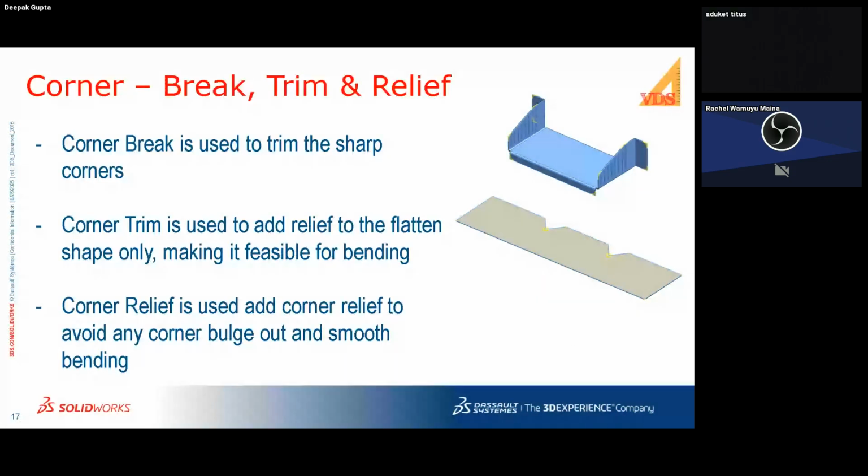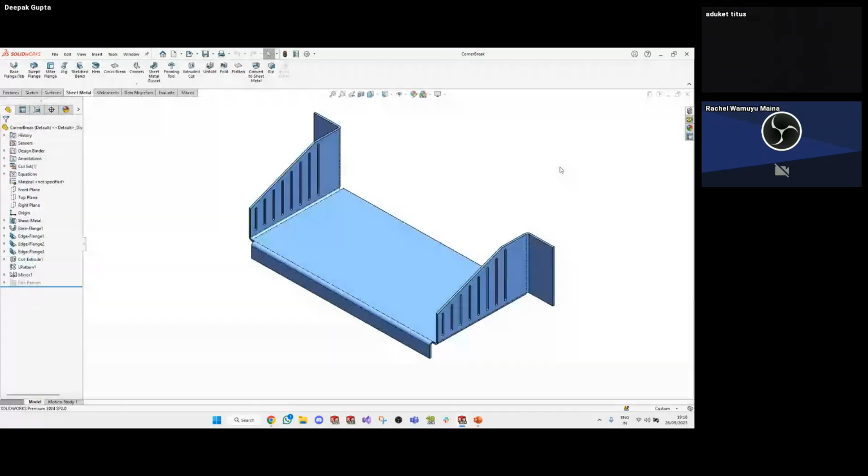And corner relief is similar to the corner trim. The only difference is that we can add it to our bent part state, and it will be visible in the model when the part is in bent state. So let's look at all of these examples.